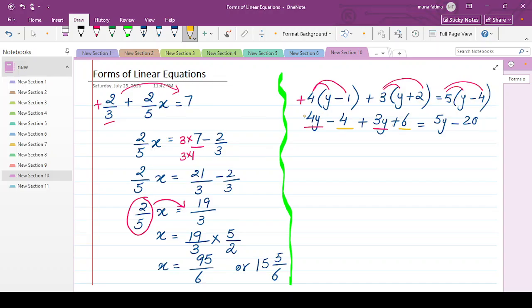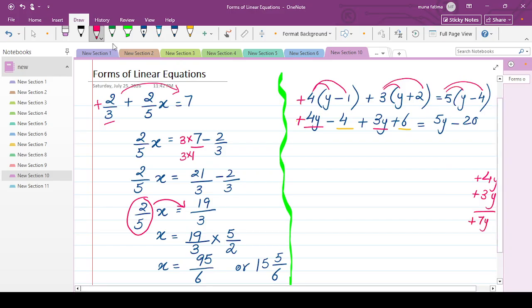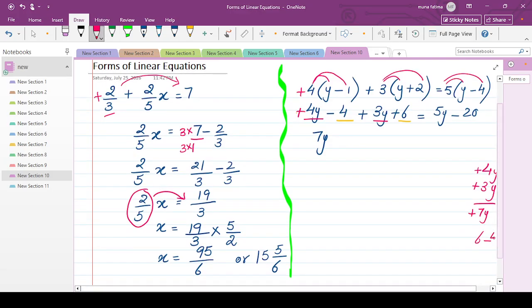So for y, no sign, it's a positive. 4 plus 3, these are the two terms. 4y plus 3y gives you 7y. You can do it orally. For larger terms, maybe you want to write them down. It's entirely up to you. So we end up with 7y. Then we have minus 4 plus 6, or it is simply 6 minus 4. You can write it like this: 6 minus 4, that gives you a plus 2.